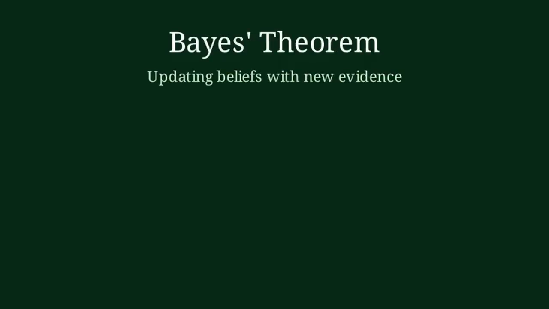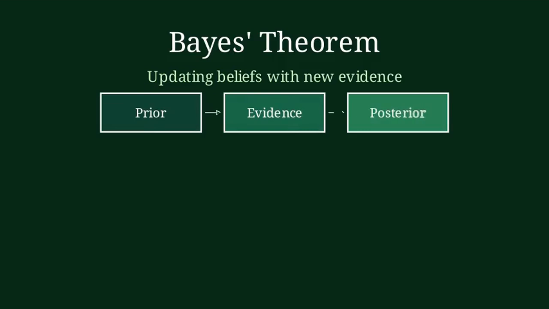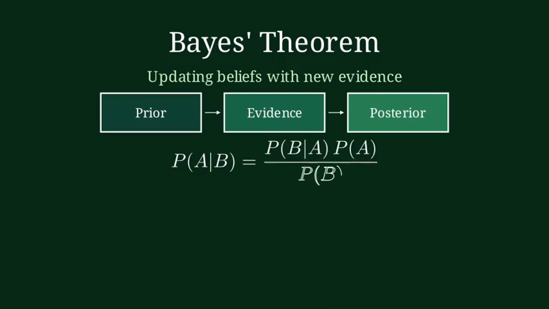Today we will learn Bayes' theorem with clear visuals and examples. Bayes' theorem is a way to update your belief. You start with a prior belief, you get new evidence, and you produce an updated belief called the posterior. The formula is probability of A given B equals probability of B given A times probability of A divided by probability of B.